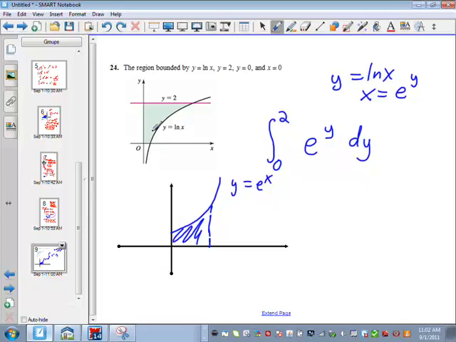And so again, switch everything in terms of y, and then the leftmost value is 0, and the rightmost function is e to the y. All right, so it's e to the y minus 0. And this is just e squared minus 1. So this is just the antiderivative of e to the y, which is e to the y, evaluated from 0 to 2, e to the second minus e to the 0.